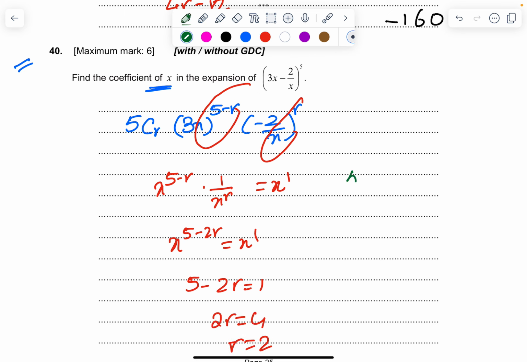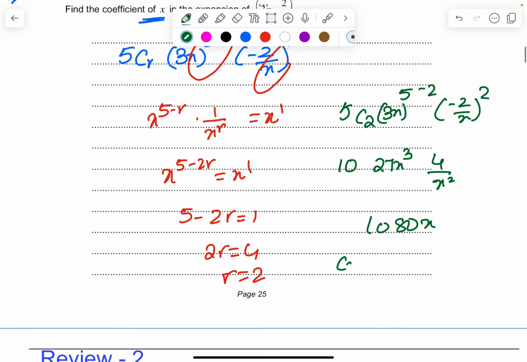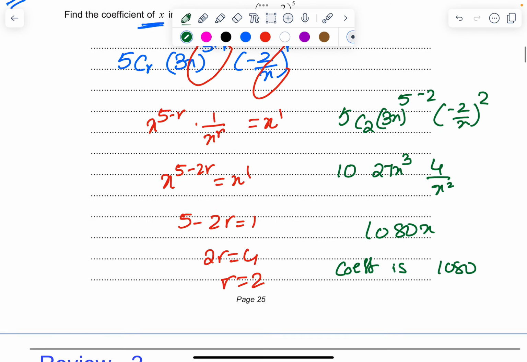So what should be the answer? 5C2, (3x) to the power of 5 minus 2, (minus 2 upon x) to the power of 2. So 5C2 is 10, 27x cube and 4 upon x square. It's going to be 1080x. So therefore the coefficient is 1080. That completes review 1.